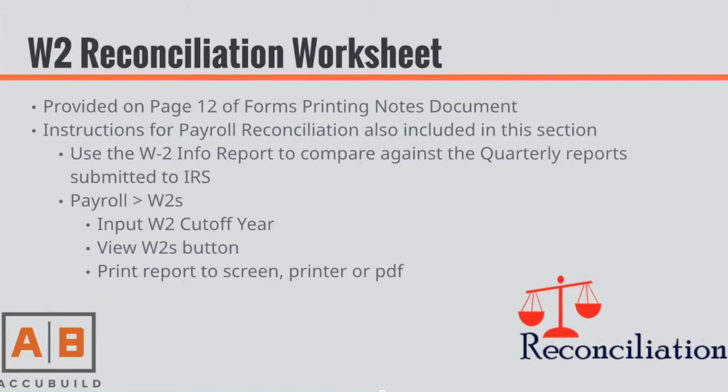Now you'll want to make sure that your W-2 information is reconciled. In the year-end forms printing notes document, we've provided a reconciliation worksheet. You'll use this form plus the W-2 info report printed earlier, along with your IRS quarterly reports to confirm that the amounts are in balance.